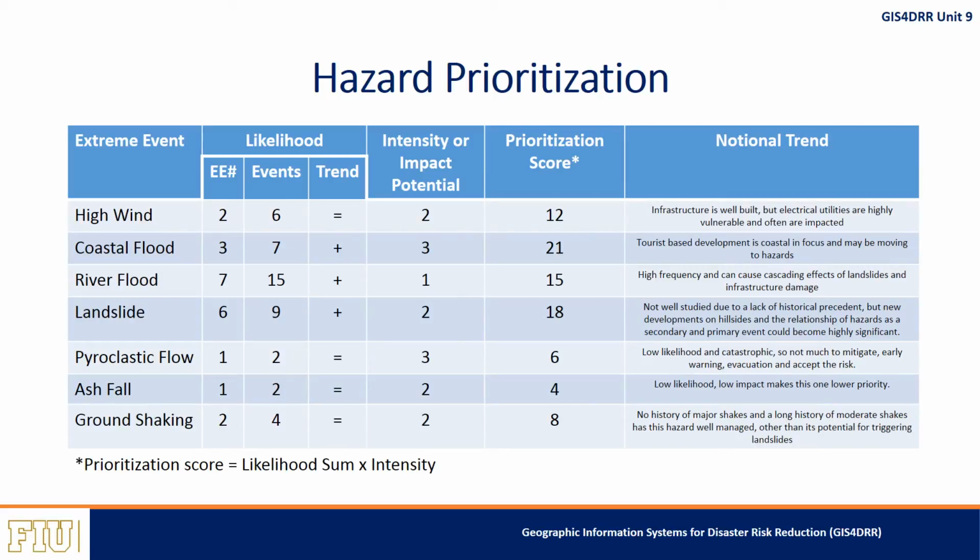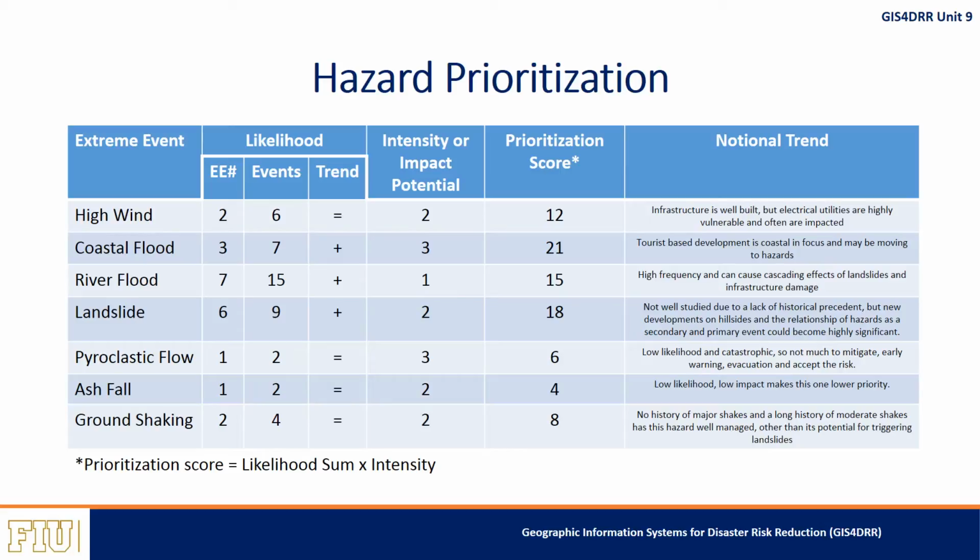Okay, so for hazard prioritization, this is a model that's as good as some, could be better. What we have here is the number of extreme events under likelihood that matches the number from the previous table where we just sort of ticked off where they could occur within the hazards. Then the middle column under likelihood shows the number of recorded events in the disaster history context, and this is hazard events, not necessarily disaster events.